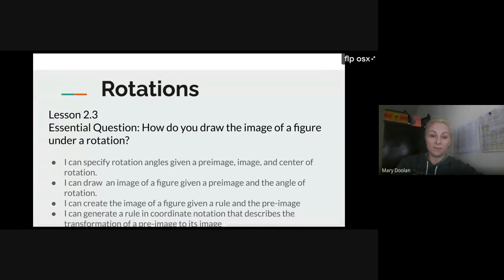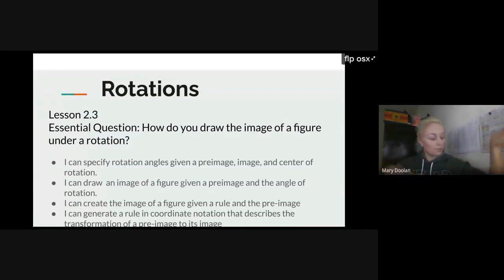This is from your text 2.3, lesson 2.3. Your EQ is how do you draw the image of a figure under a rotation? Your I can statements for this lesson: I can specify rotation angles given a pre-image, image, and center of rotation.